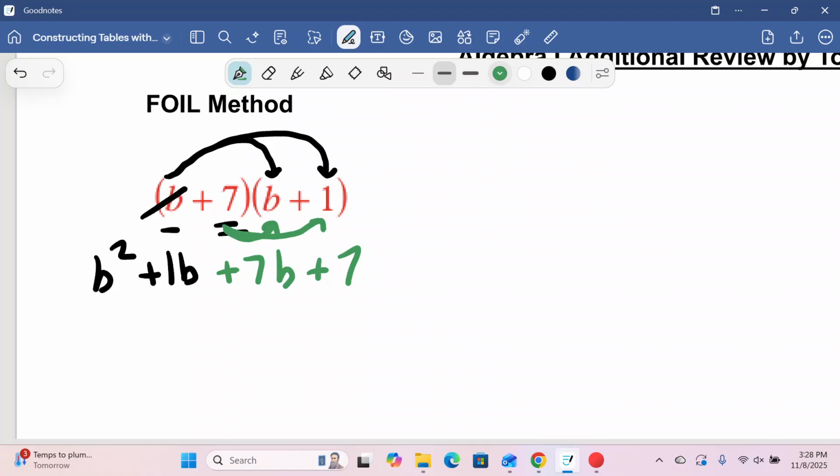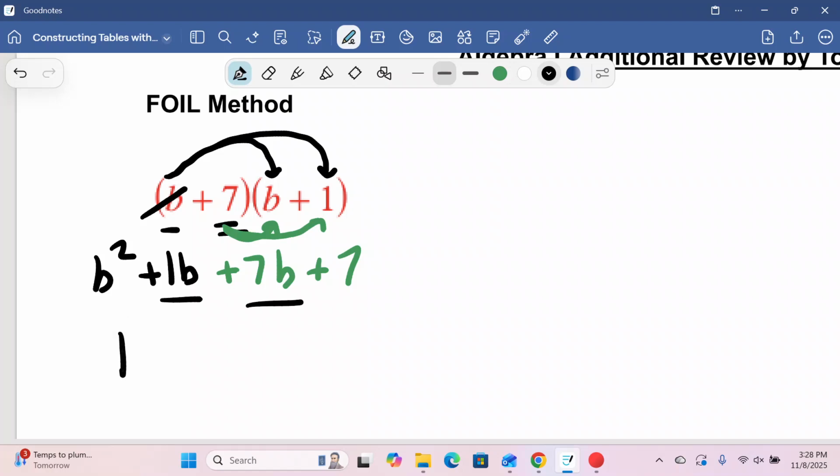And then, of course, we have simplification of terms here. We're going to underline the 1b, and we're going to underline the 7b. So think of cookies: you have 1 cookie plus 7 cookies gives us 8 cookies. Same thing, you have 1b plus 7b gives you 8b's. So again, b squared is a term, b's are another term, and 7 is another term.